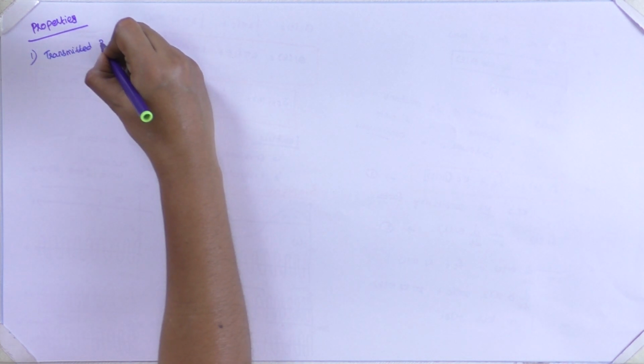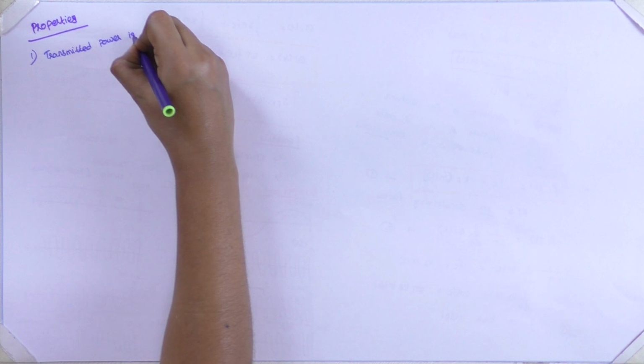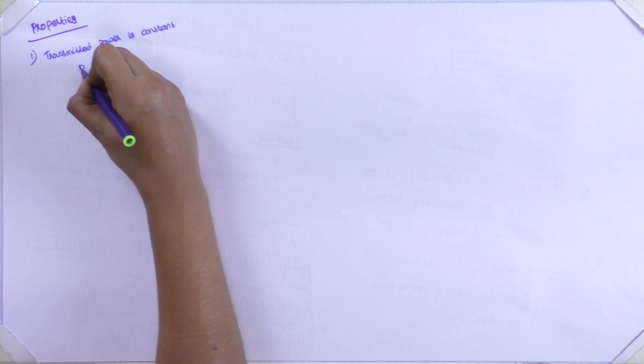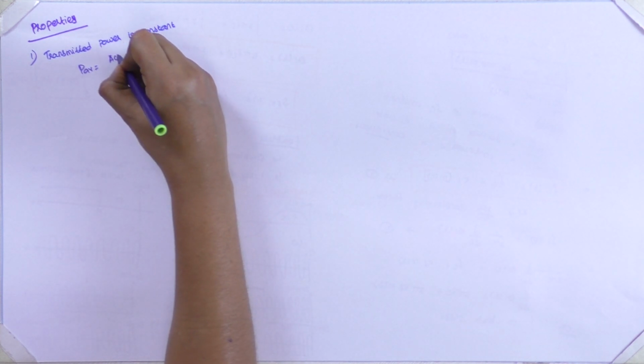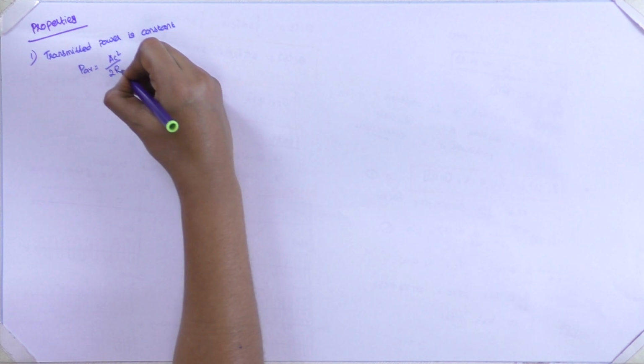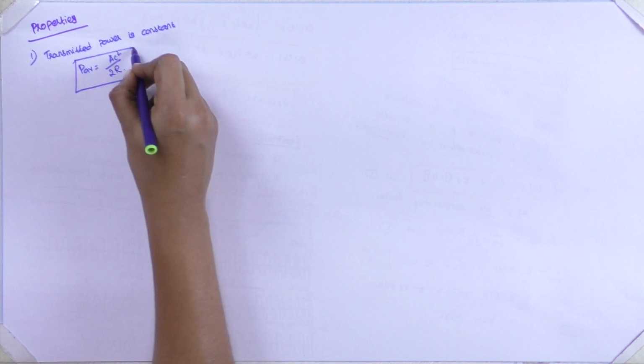Now we will see what the properties of angle modulation are. Properties. The first one is that transmitted power is constant. P_av is equal to Ac squared by 2R, irrespective of Kp and Kf. Always our transmitted power will be constant.